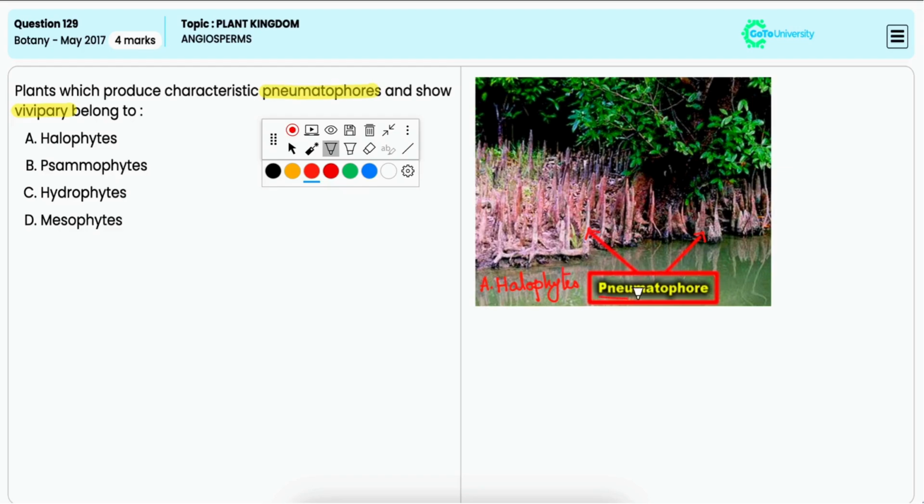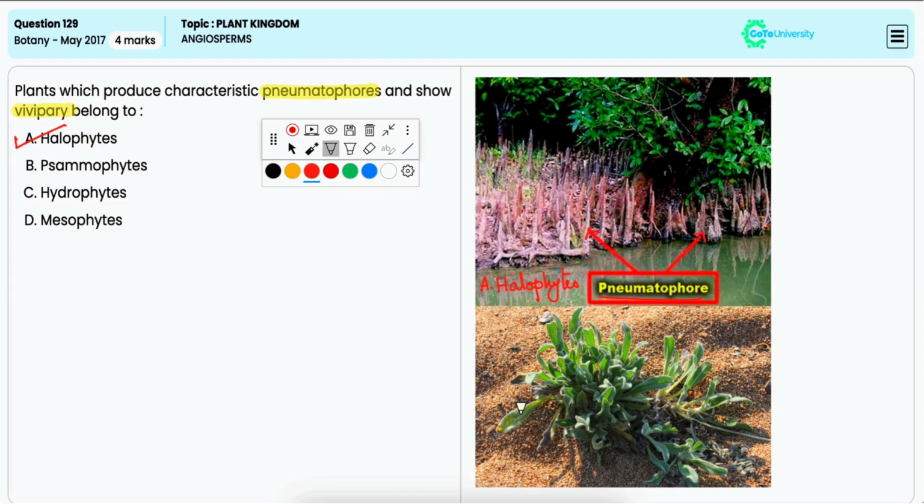And they also exhibit vivipary, that is, seeds germinate while still attached to the parent plant. And both these adaptations help them to thrive in harsh environments. For example, mangroves. Hence, it is the correct option.